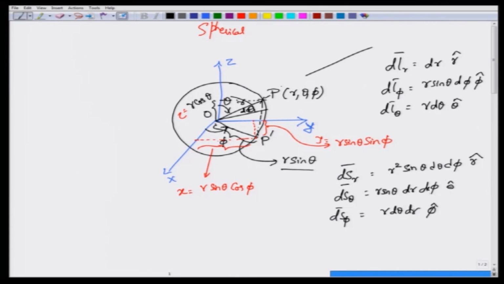Finally, what is the volume element? Volume element is r square sin theta dr d theta d phi. This is the spherical coordinate system. The conversion formula from the unit vectors of x, y, z to the spherical unit vectors r, theta and phi, I am not going to derive that, and it is indeed a little bit tedious to derive.